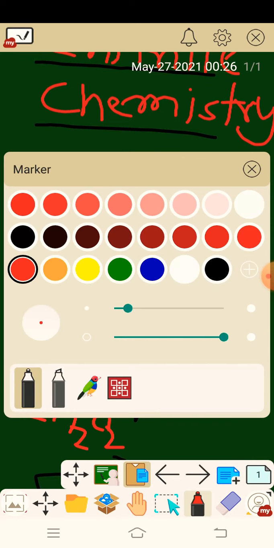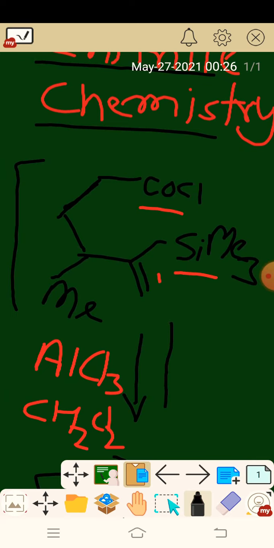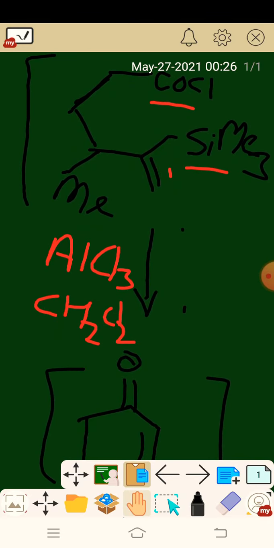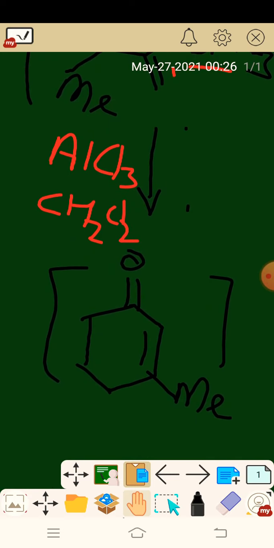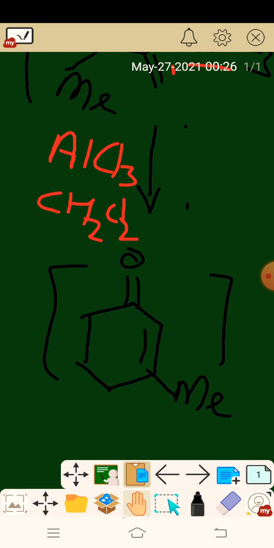Now you will see the reagent in this question. The reagent is AlCl3. This is a Lewis acid. And CH2Cl2 is the solvent for the reaction, and this compound is formed as the product. How will this compound be formed in the reaction?